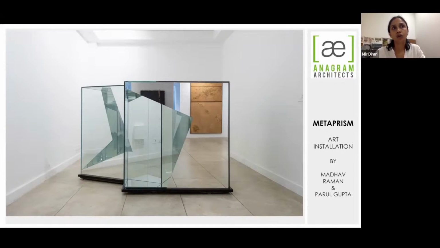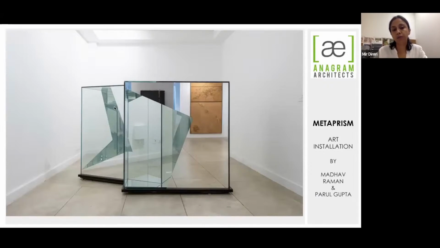So when we collaborate with the artists, or when we take material into the realm of art, it's possible to play around with material much more. And I'm going to show you two of the art projects that we did with glass as the start material.